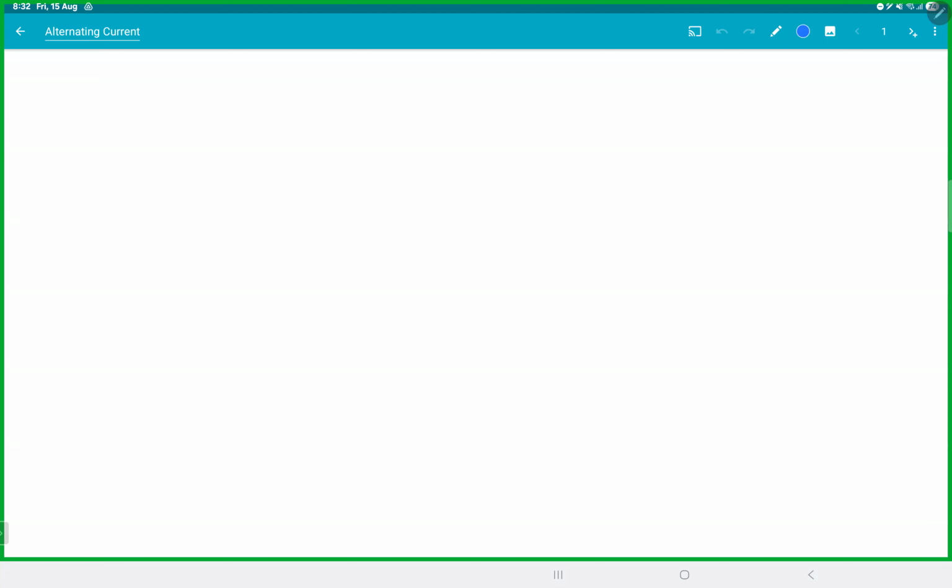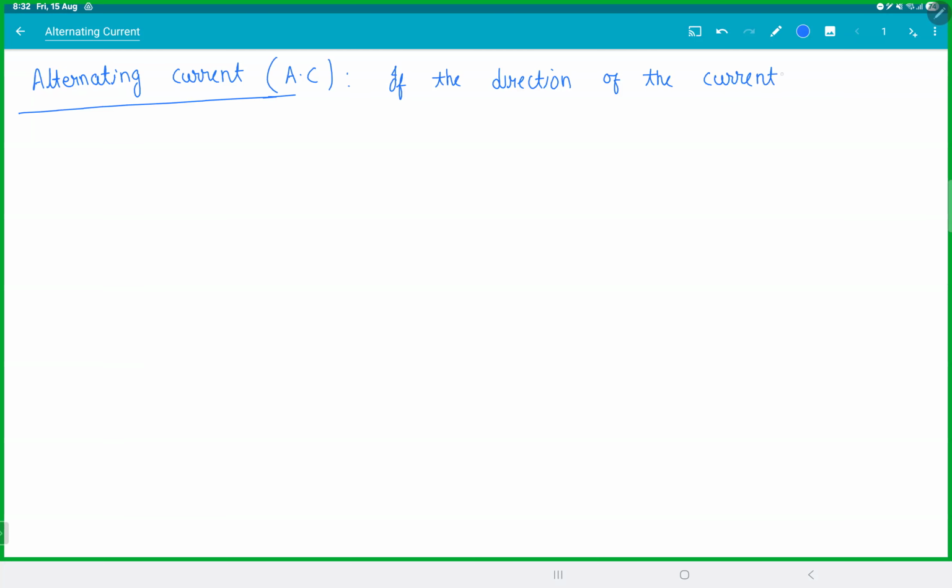So what is alternating current? If the direction of the current changes periodically, and the magnitude need not be constant.